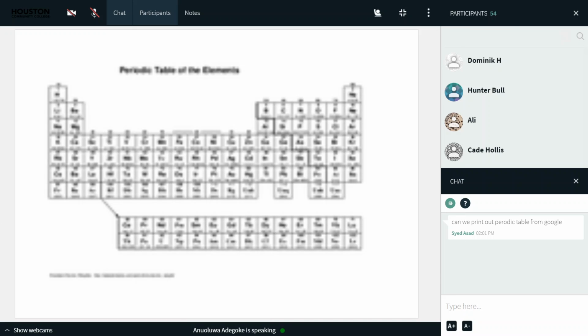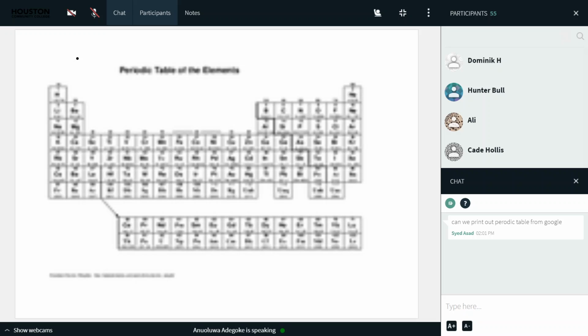So in one of the modules, in module 1, you will see this periodic table. It's kind of blurry, but this is a periodic table on Canvas. So you don't have to go to Google. You can just print this one out. It's on your module 1 in Canvas.